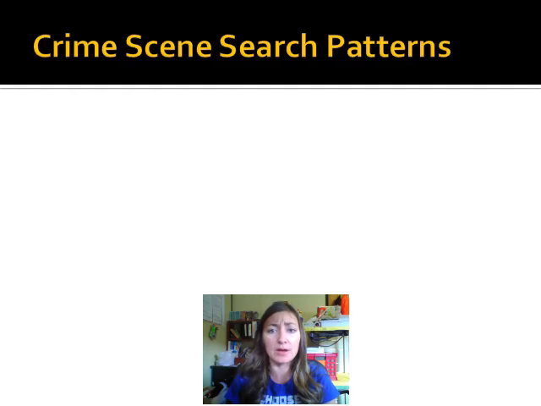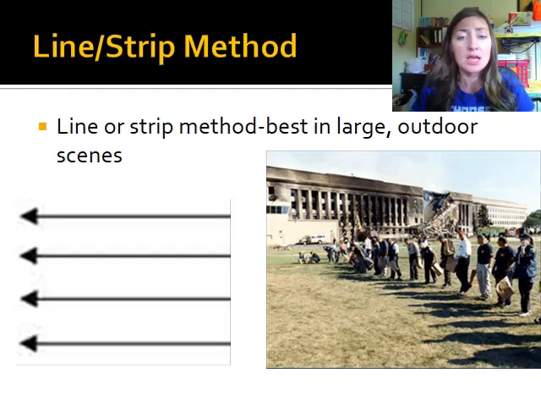Let's talk a little bit about our different crime scene search patterns. We have the zone, the spiral, the line, and the grid. The line or strip method is best if you have a very large outdoor scene. It's also best if you have a lot of people. Here we can see everyone is lined up and they're going to walk in one direction through the scene. And if they see evidence, they're going to put an evidence marker next to that and continue walking.